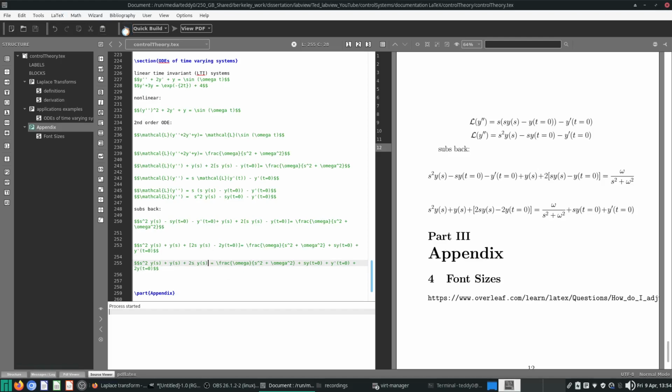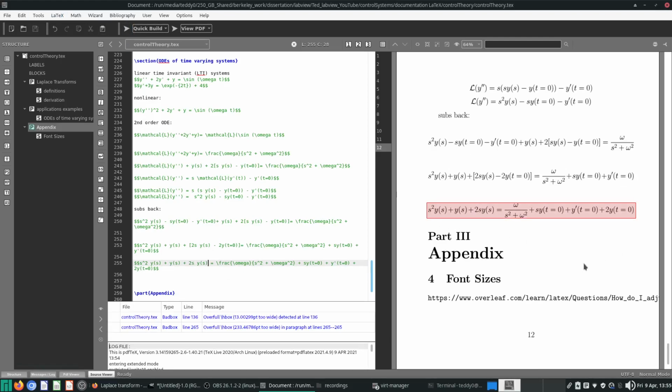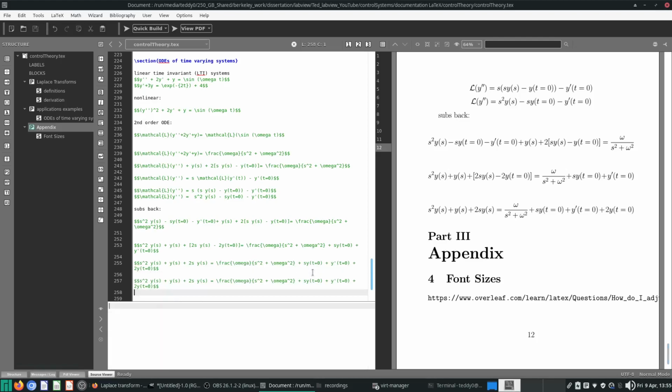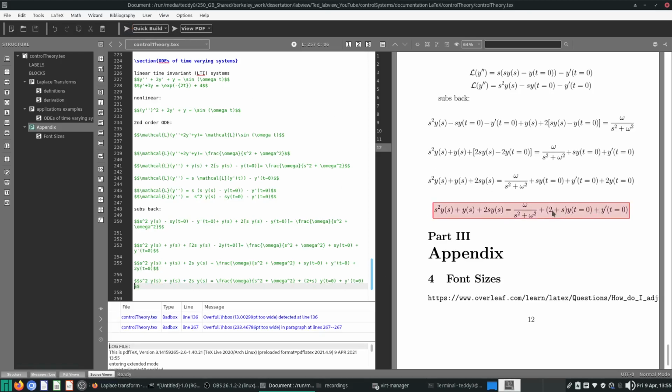Just note that y at t equals 0, y prime at t equals 0, and 2y at t equals 0, all of these are constants. Of course, you can factorize out y at t equals 0 together just to make things a little bit neater. So we'll just do that: 2 plus s. And that's how we will get this part here.